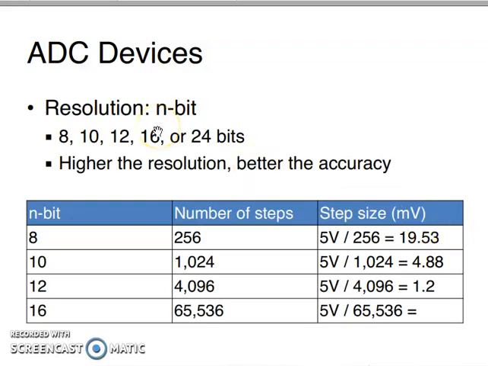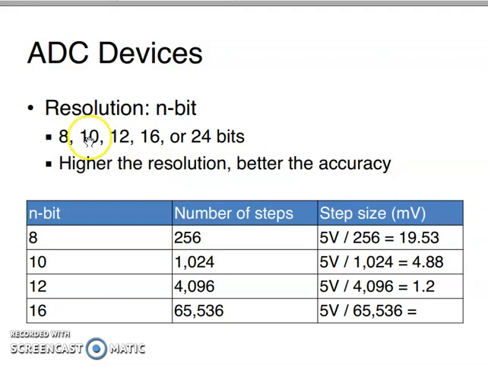For an ADC module, there is usually a term called resolution. The resolution stands for the number of bits used by the analog to digital conversion module to represent the digital value. These are just examples of n bits for an ADC module. Sometimes a module uses 8 bits, 10 bits, 12, 16 or 24 bits for its resolution.